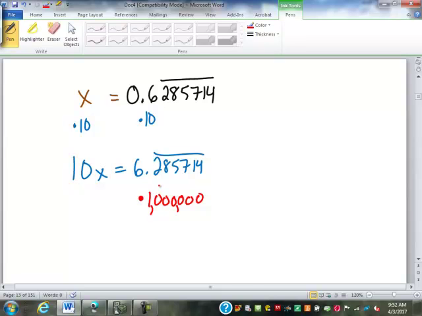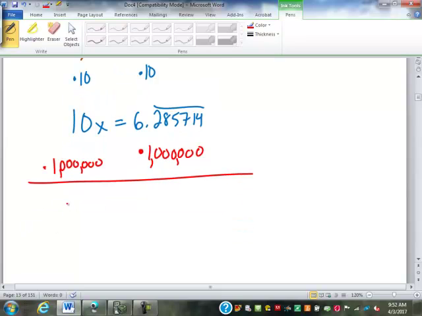How do I know it's a million? Well, for every digit that repeats, I need a 0 in that multiplier. So 6 digits repeat, I need 6 zeros in that multiplier. So on the left side, 10x times a million is 10 million x. On the right side, 6.285714 repeating times a million is 6,285,714.285714 repeating.